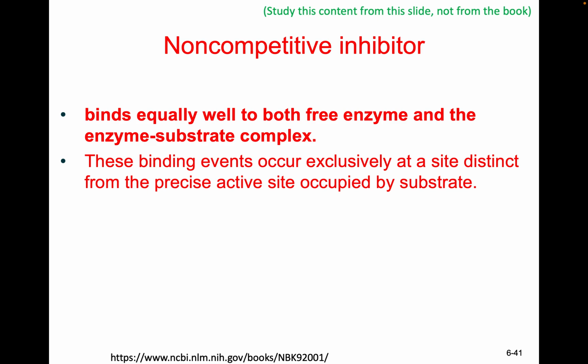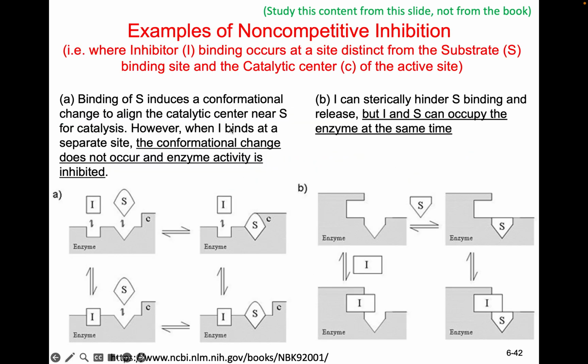A non-competitive inhibitor binds equally, and this is super important, equally to both free enzyme and the enzyme substrate complex. So the non-competitive inhibitor, as the name says, is non-competitive. That means it doesn't care if the enzyme is bound or not. It will bind anyway because it doesn't compete with the substrate. And this can be, for example, in this kind of form. So the inhibitor binds now here, and the substrate can still bind normally.